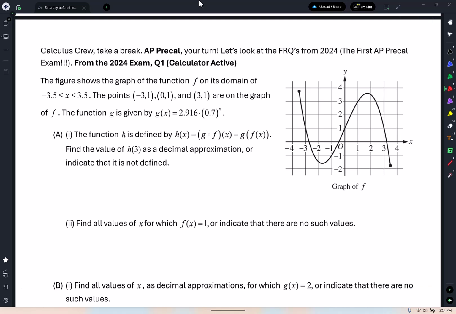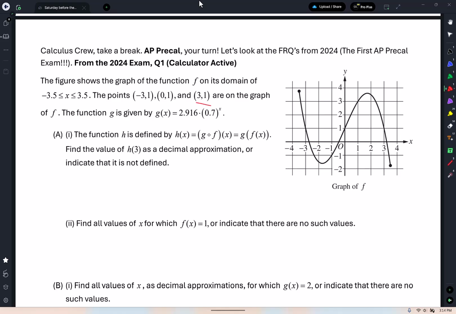All right, these questions, I don't know any of them, guys. They're from the actual released AP exam from College Board. It's on their website. This is question 1 from College Board, and it says, the figure shows the graph of the function f on its domain, negative 3.5 to 3.5. The points negative 3, 1, 0, 1, and 3, 1 are on the graph of f. The function g is given by g of x equals 2.916 times 0.7 to the power x.